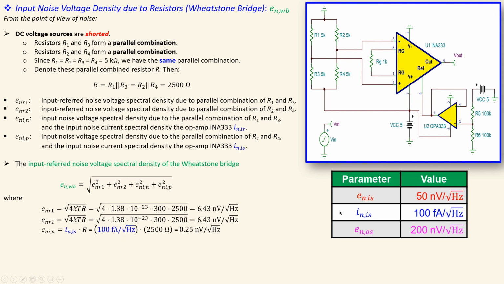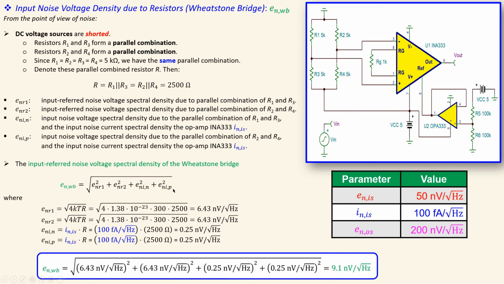The next one is of course this one times the parallel combination of R1 and R3, and also for the next one, which is of course the same, so that will be also this. So we now have four elements, and if you now combine them using this formula, you will get 9.1 nanovolts per root hertz. That's the first part of our required calculation.